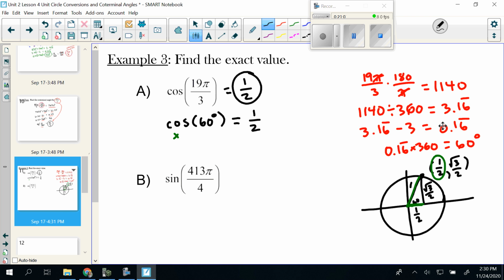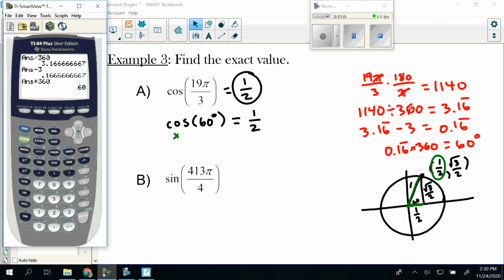Okay, you can check these with the calculator. If you're doing this one though, make sure you're not in degrees. We'd want to be in radians here, so make sure radians is highlighted. So if I get out of here and type this one in, cosine of 19 pi over 3. Hit enter. As you can see, we do in fact get 1/2 there. So that's a way you can find coterminal angles and then figure it out.